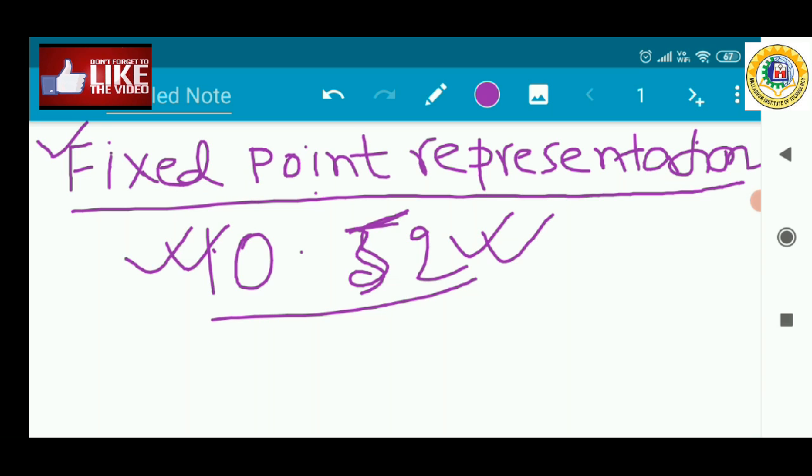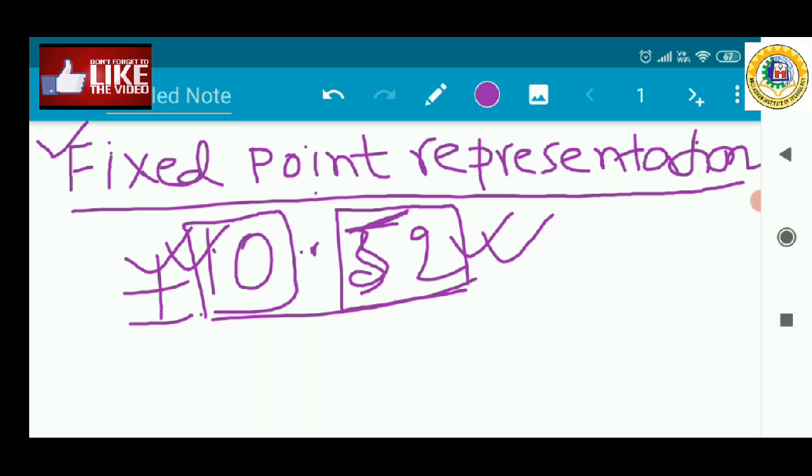Now in the fixed point representation, the sign of the number is also important, where the sign may be positive or negative. In the fixed point representation we have a fixed number of bits reserved for the integer part, and a fixed number of bits reserved to represent the fractional part. So that is the fixed point representation.